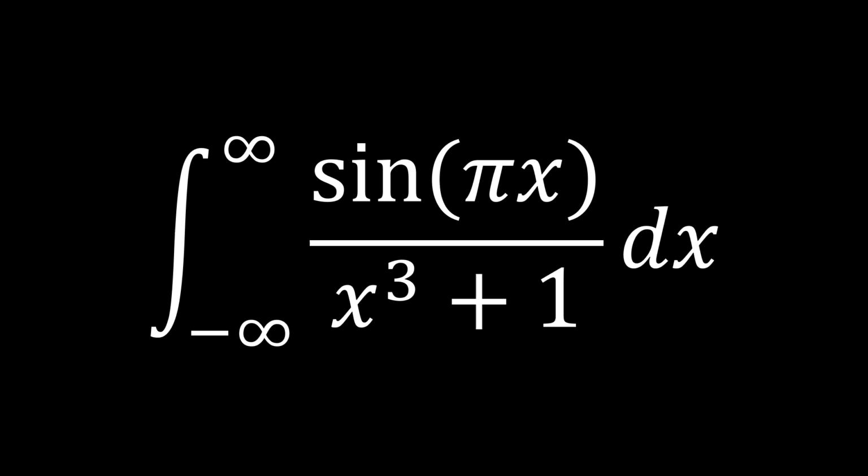In this video we're going to be taking on a very cool looking integral. As you can see on the screen here, we're integrating from negative infinity to infinity sine of pi x over x cubed plus 1. And as you guys can probably already tell, if you're experienced integrators like me, this is going to be a classic hardcore contour integration problem. One of my favorite types of integrals to take on because contour integration is just such a fun and powerful method. So without any further ado, let's jump right into the problem.